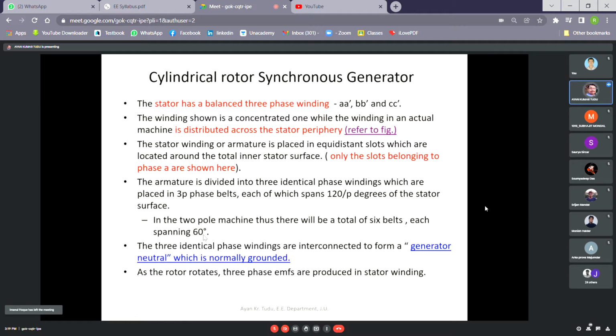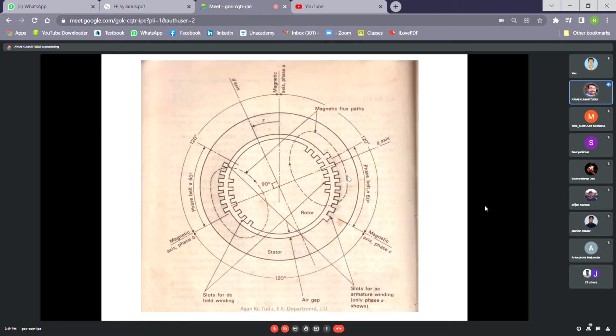Okay, so there will be 6 belts each spanning 60 degrees. As you can see from here, we are showing only phase A. So this is for phase A, this is for phase A. Similarly, there will be belts for phase B, phase C, and so on.